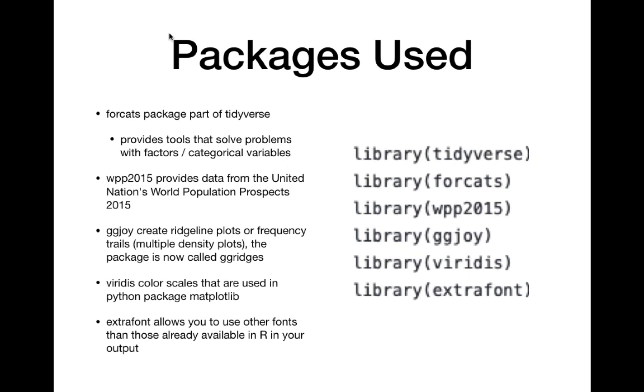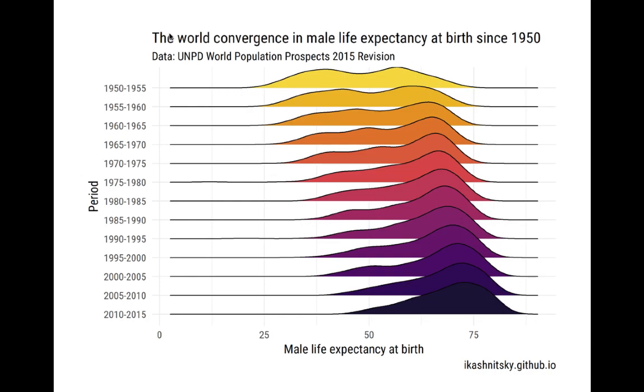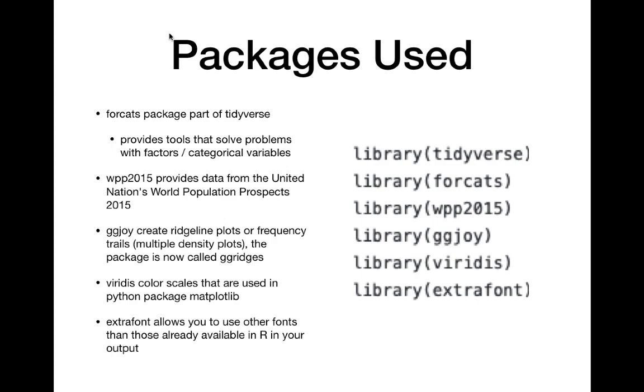Then one that I find really interesting is the ggjoy package, which creates those multiple density plots. That's what he used to create all those different density plots, kind of on top of each other. The package is now called ggridges. It was created, I think, in about 2016, 2017. It was named after the band Joy Division, but he found out what Joy Division meant and decided it was inappropriate and changed it to ggridges.